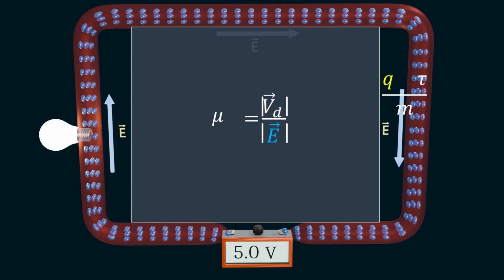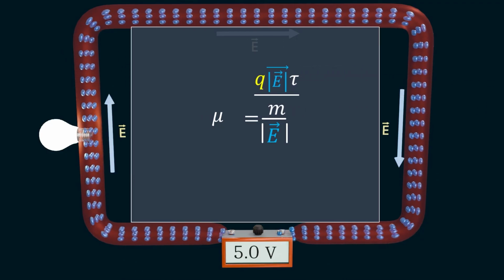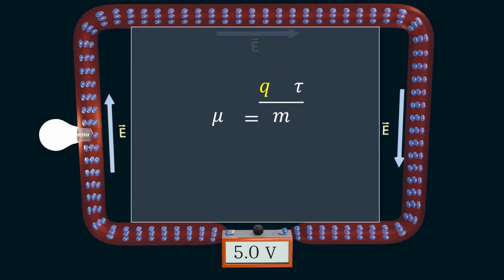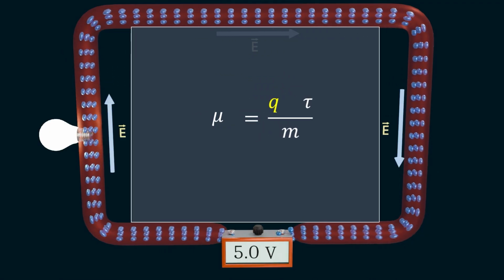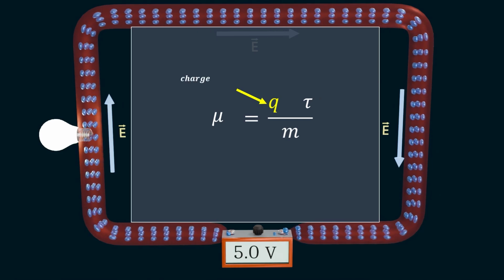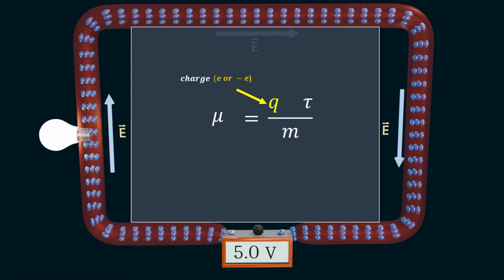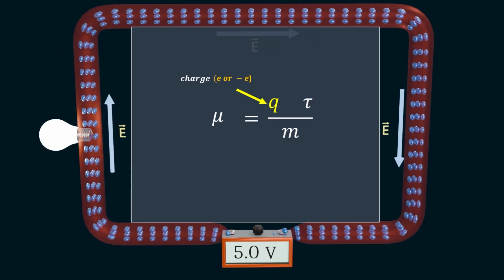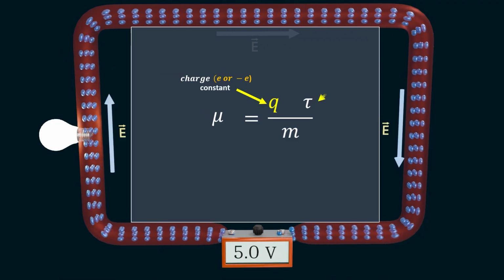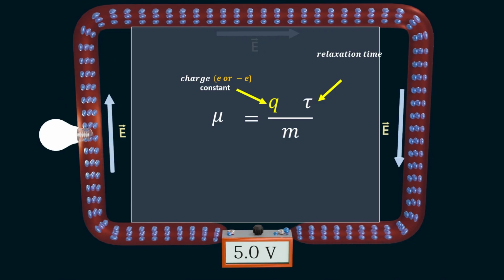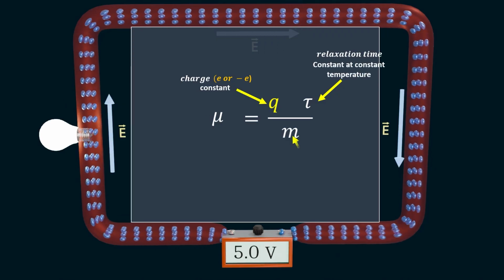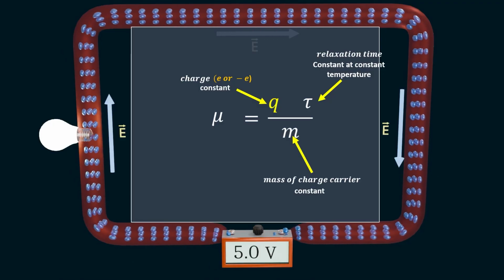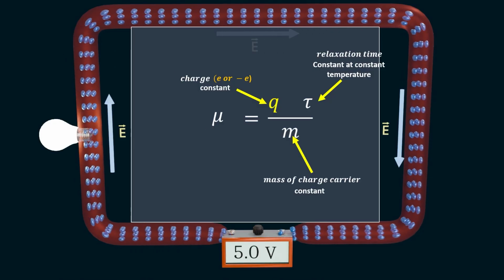If we substitute this value of drift velocity into the mobility equation and simplify, we get mobility equals q tau divided by m. Now let us understand this equation. q is the charge of the carrier. We can write e or minus e depending on whether the charge carrier is positive or negative. This is a universal constant. Tau is the relaxation time, which is the same for a given material, and m is the mass of the charge carrier. So from this equation, we can clearly say that mobility depends completely on the material.